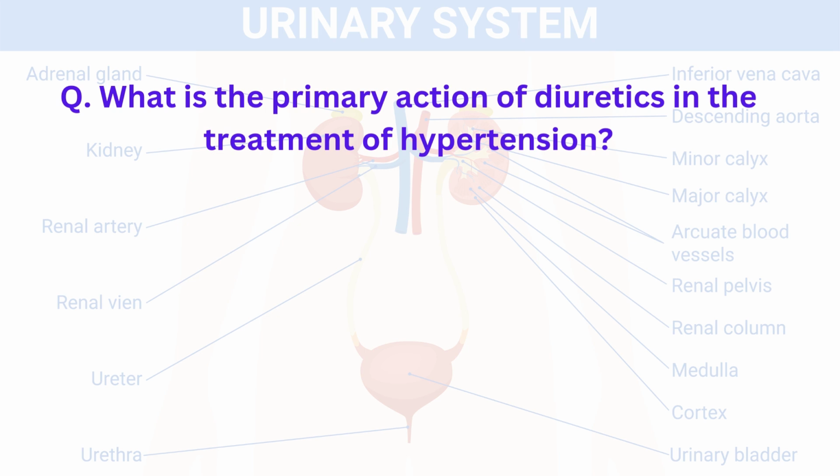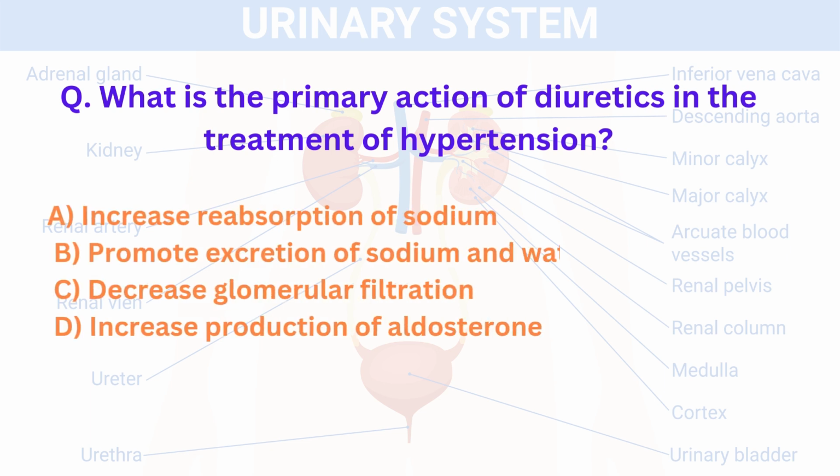Next question is, what is the primary action of diuretics in the treatment of hypertension? Options are increase reabsorption of sodium, promote excretion of sodium and water, decrease glomerular filtration, increase production of aldosterone. Increase reabsorption of sodium, first option. Diuretics decrease sodium reabsorption to help reduce fluid retention, which lowers blood pressure.